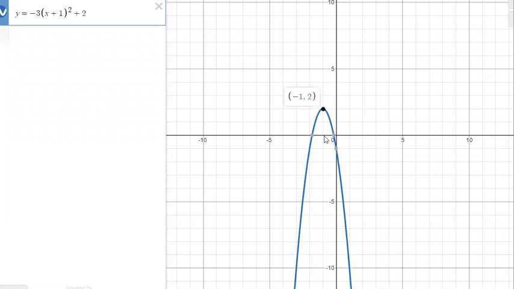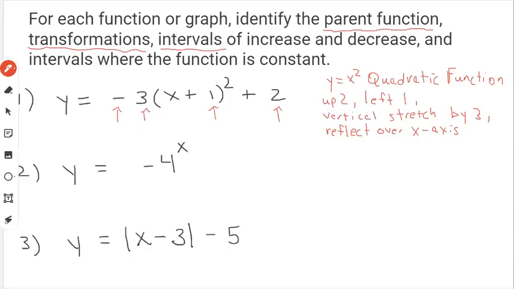What x value is that top of the hill? It's going to be -1. So we're going to say x is less than or equal to -1. The function is increasing. So that's going to be our increasing interval.